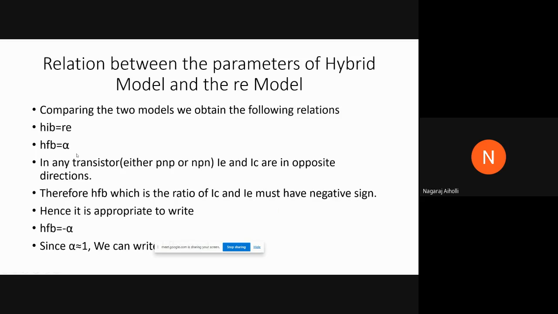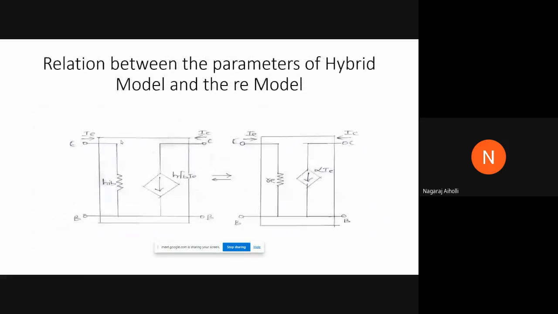Here there is a point regarding the common base configuration. If we look into this figure, the value of alpha, we already defined this formula for the common base configuration. Alpha is given by output current by input current. As there is a beta in common emitter configuration, beta is given by IC upon IB. Similarly, in common base configuration, alpha is given by the output current IC divided by input current IE. Alpha is equal to IC by IE.